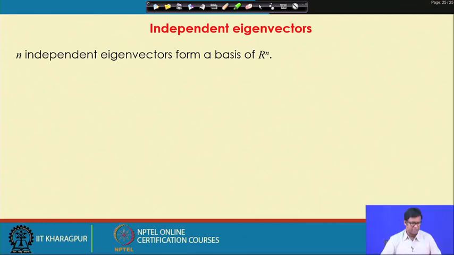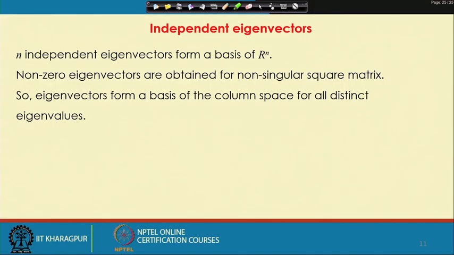n independent eigenvectors. Now, if we have a matrix with distinct eigenvalues, where A is an n into n square matrix, there are n distinct eigenvalues and there will be n eigenvectors which are linearly independent of each other. Therefore, n independent eigenvectors in Rn will form a basis of Rn. So, the eigenvectors will form a basis on Rn. Non-zero eigenvectors are obtained from a non-singular matrix, so they can form a basis. Eigenvectors form a basis of the column space for all distinct eigenvalues.